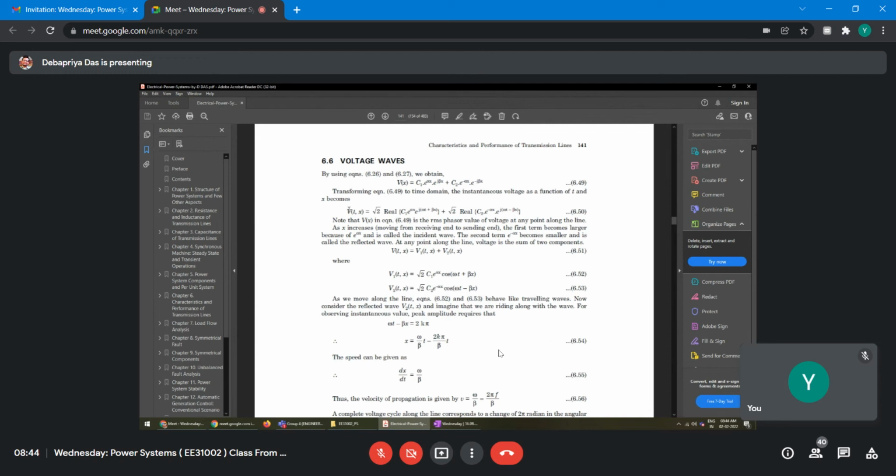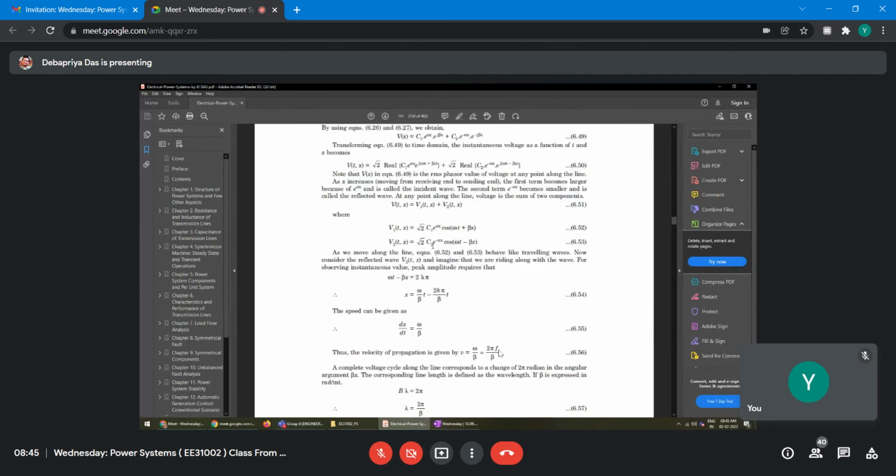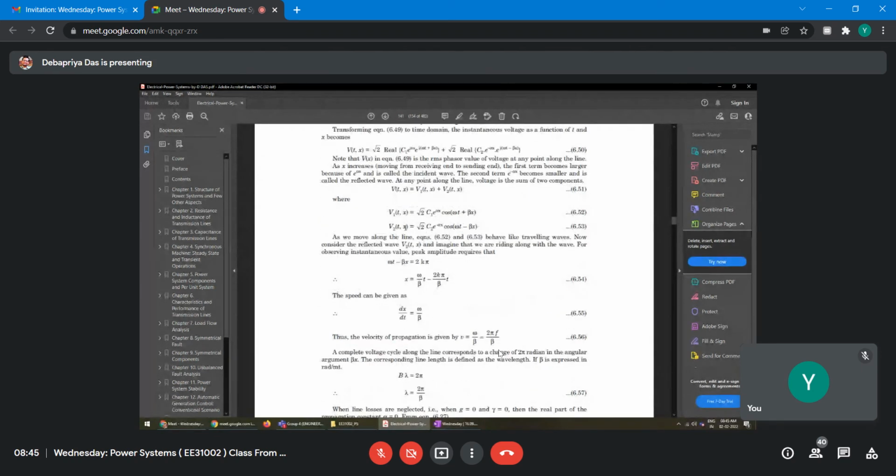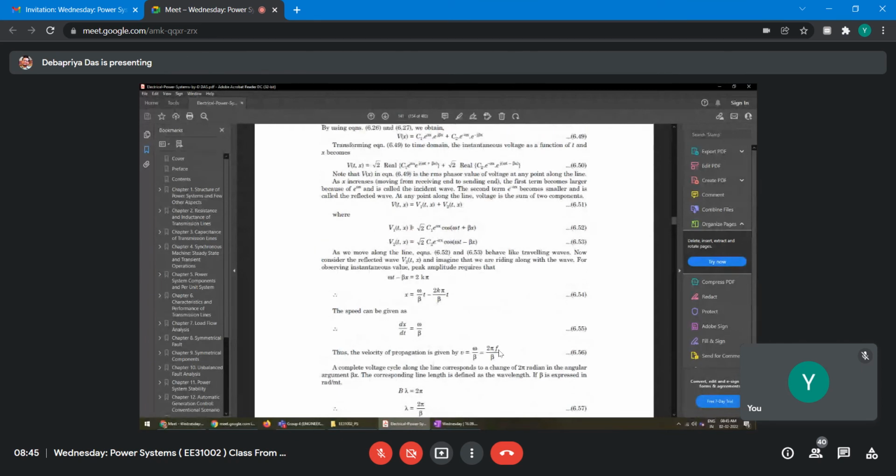That's why we are writing it as v(t,x), root 2 real part of this, with omega t because we are making it time domain. Therefore, since two terms are there, v(t,x) can be written as v1(t,x) plus v2(t,x). If you take the real part of this, v1 will be this much and v2 will be this much. Two waves are there, two voltage equations are there, v(t,x) equal to v1 and v2.